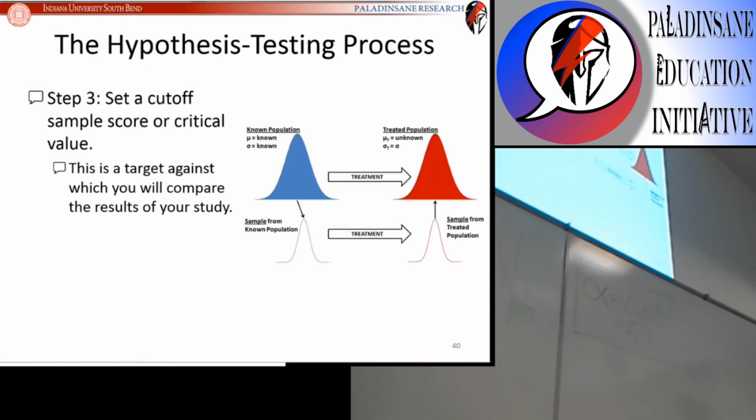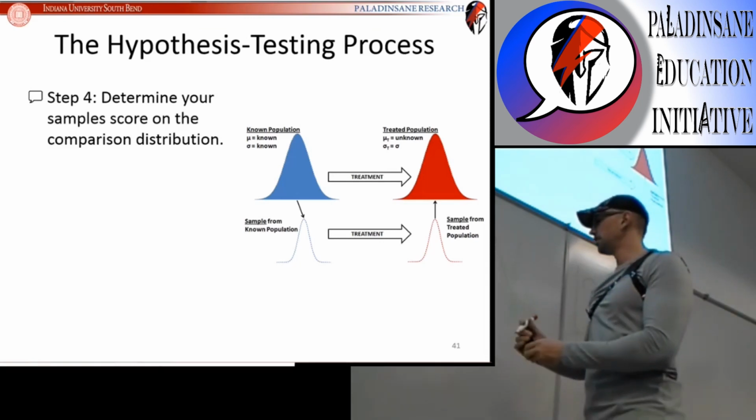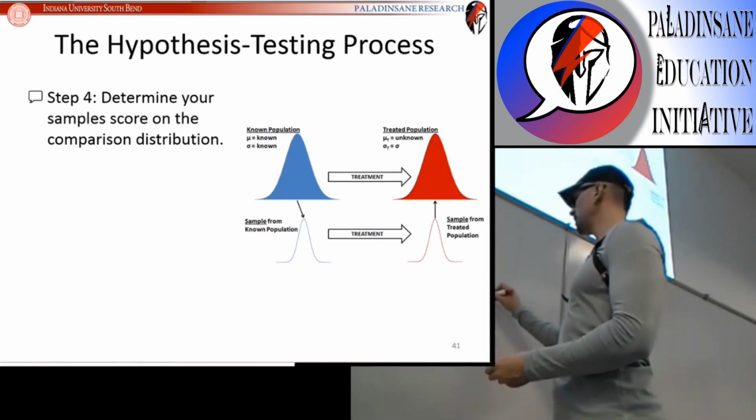Step 3. Step 4, we find out where our sample is. So our sample is either going to be somewhere in here, right?